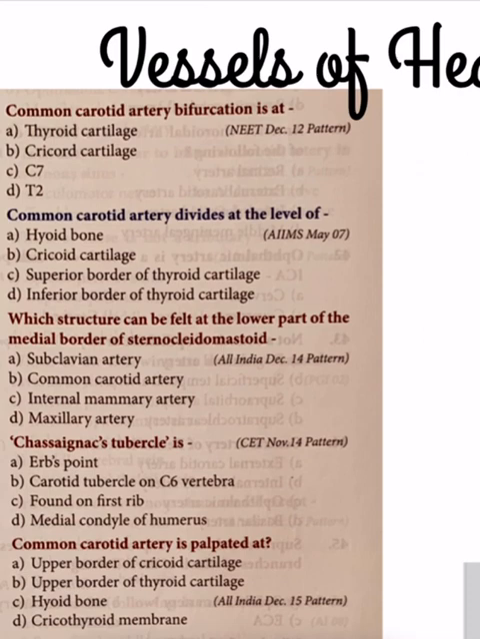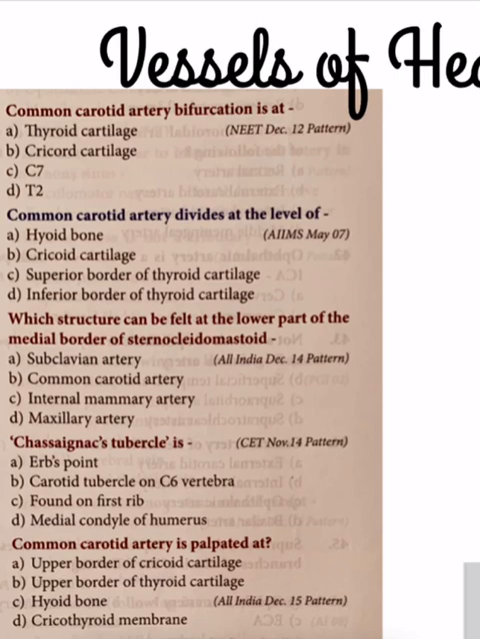I emphasized in the WhatsApp discussion group also, and even here, that the common carotid artery bifurcates at the thyroid cartilage. Okay, the common carotid artery ends by dividing into internal carotid artery and external carotid artery at the upper border of thyroid cartilage, and at which level? C4 level.